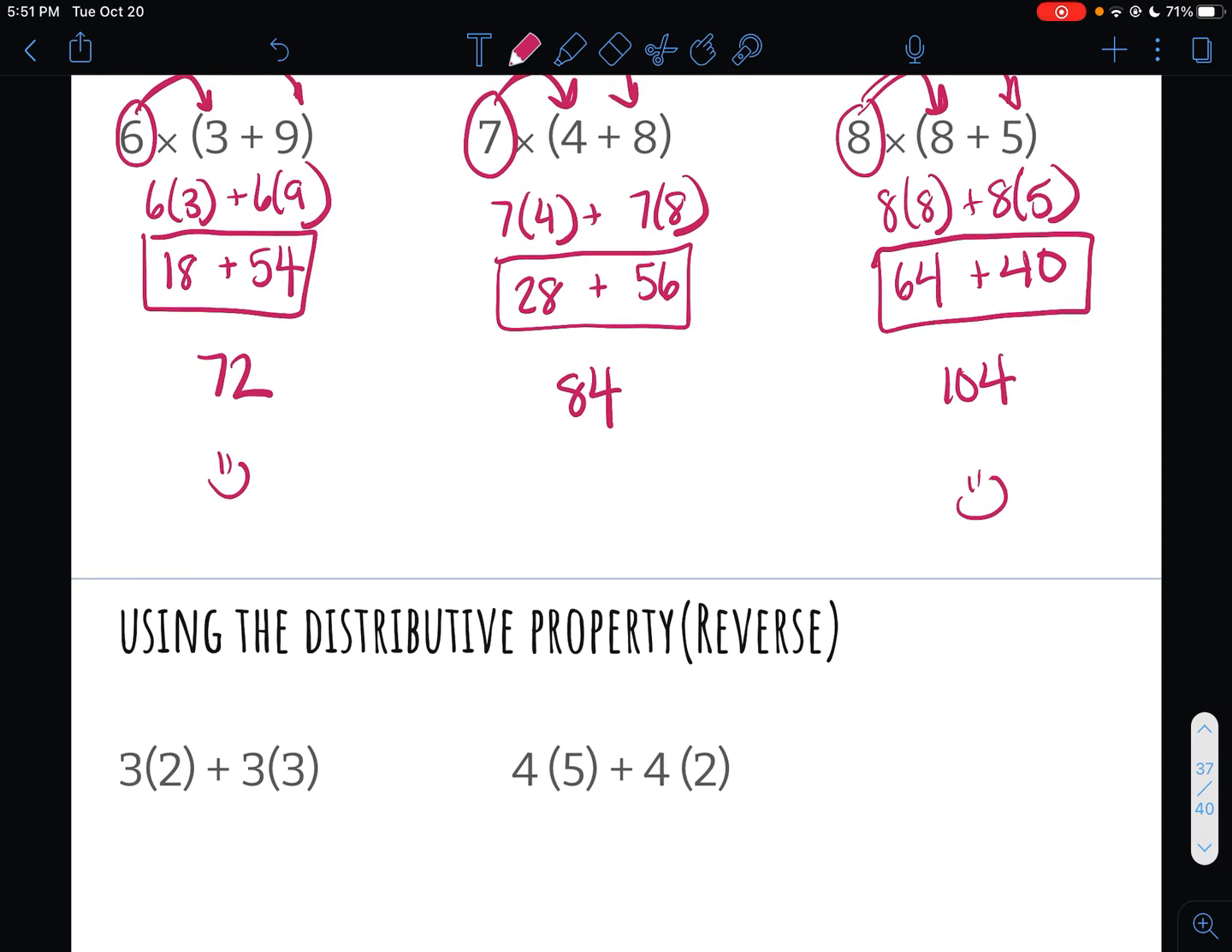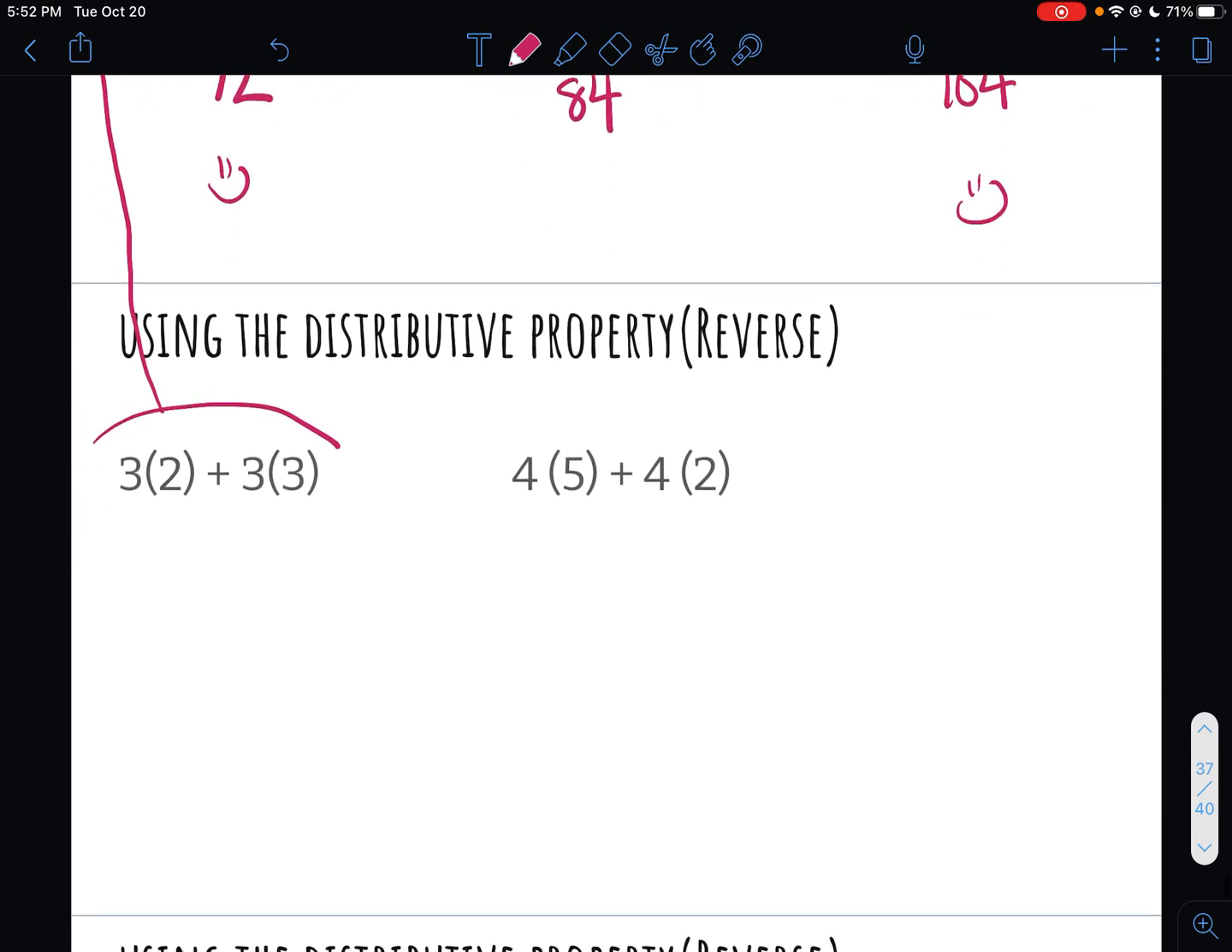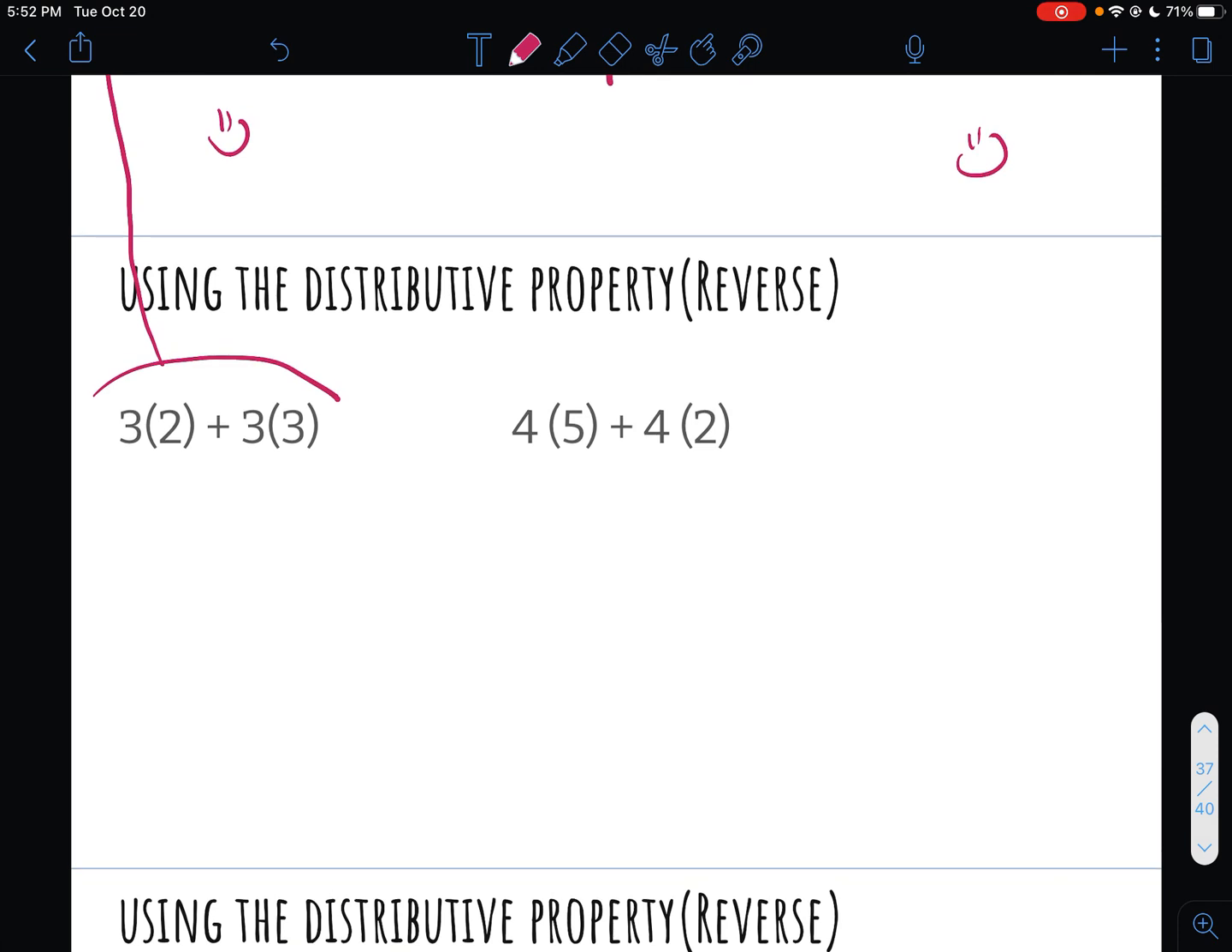So notice how this example right here looks very similar to this step in our work. Okay, we have 2 sets of multiplication problems being added together. So what you're actually going to do is go in reverse from this second step back to the first. And all you need to do is pull out the common factor. So I think the easiest way to do this is to circle the factor you see in both addends or both multiplication problems. So I see a 3 in both of these. So the 3 is going to come out front.